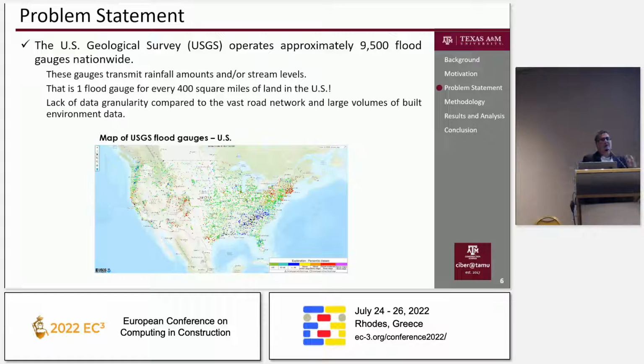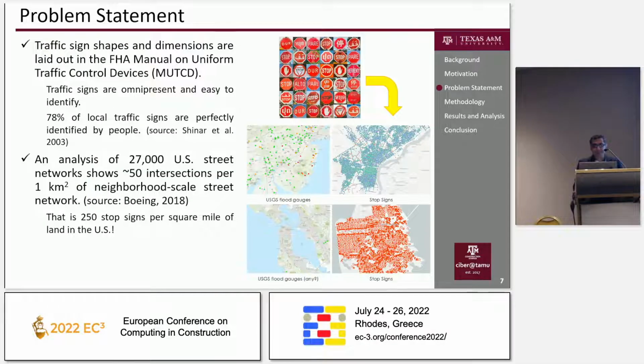But if you divide the area of the United States by 9,500, you have one of these flood gauges roughly for every 400 square miles of land, which is very, very few, considering that we are talking about residential neighborhoods and road networks that are much higher spatial resolution compared to one gauge per 400 square miles. So in this research, what we wanted to do was to use another type of existing urban landmark that is easily accessible and understandable and recognizable by everybody as a measurement benchmark for flood gauges.